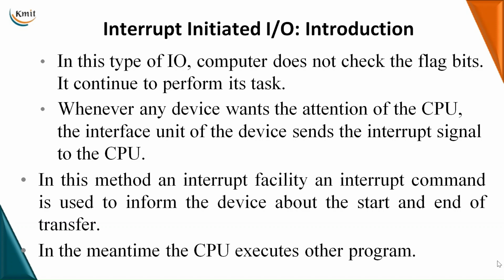So whenever the interface unit of any device wants the attention of the CPU, it sends an interrupt signal to the CPU. Here the CPU time is not wasted because it continues performing its task, and whenever an input output device requires its attention, that will be intimated to the CPU by means of an interrupt signal. In this method, an interrupt facility, an interrupt command, is used to inform the CPU about the start and the end of the transfer. In the meantime, the CPU will be executing the other program so that its time will not be wasted.